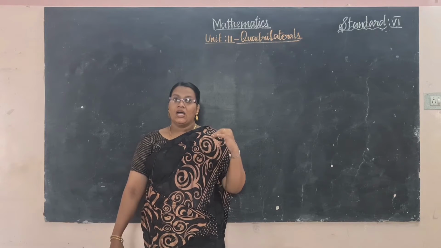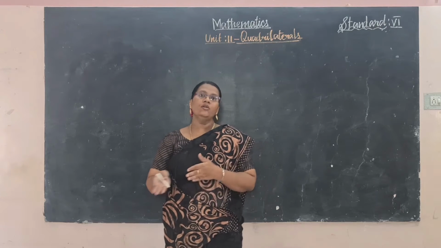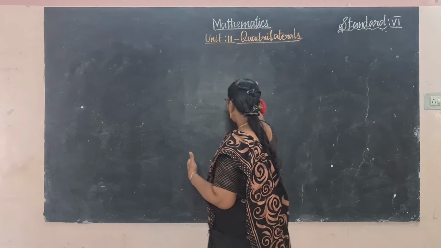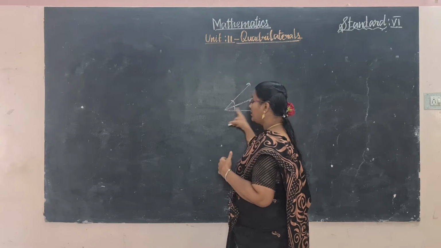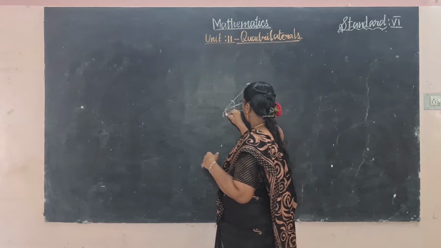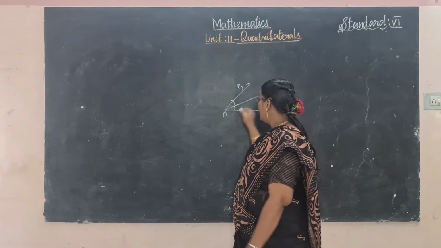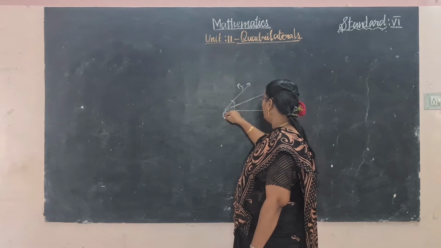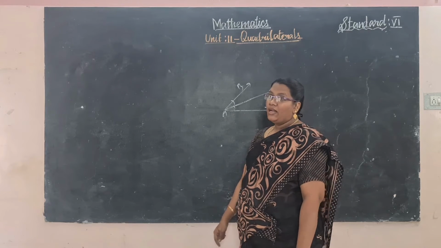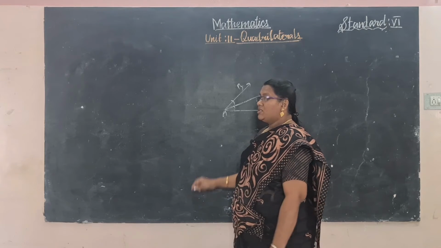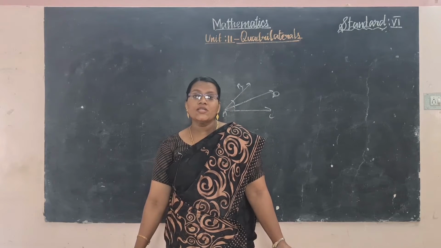And next one, adjacent angles. Adjacent angles means 2 angles having a common arm. Here AD is a common arm, so that is called the adjacent angle. Here BAD and DAC are the adjacent angles. And next one, opposite angles. They do not have a common arm; that is called the opposite angles.